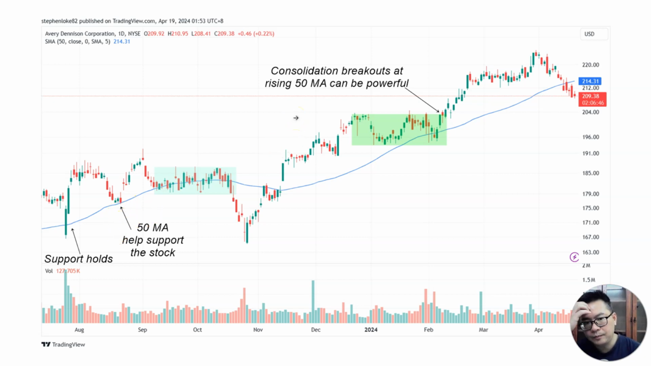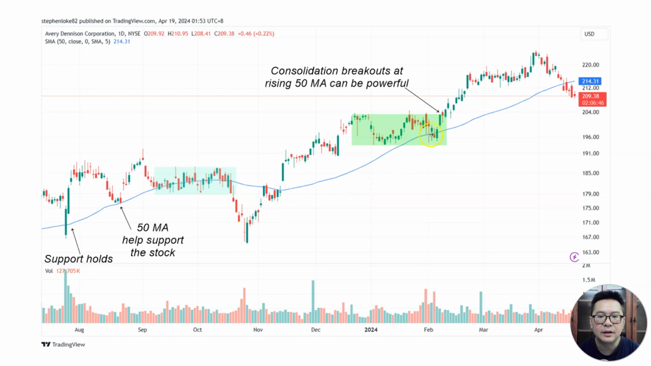Now, there are times when consolidation does not work. Sometimes the stock just trades sideways and breaks down. Even though it's meeting the 50 MA, it was actually trading up and down the 50 MA. And this was kind of a sign that the breakout might not work so well. So when it broke below the consolidation, it went a bit lower before moving back up.